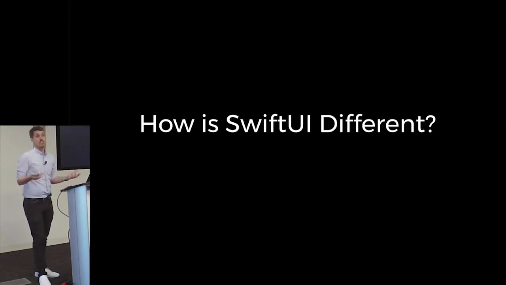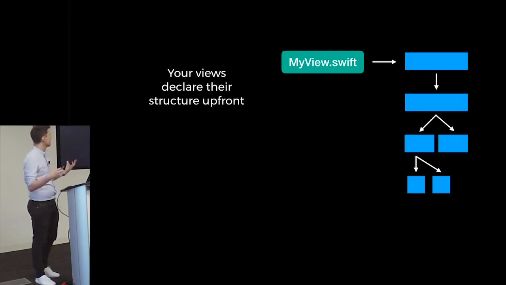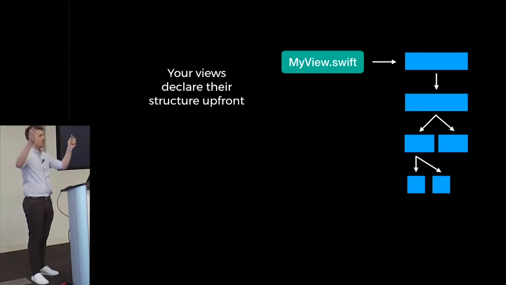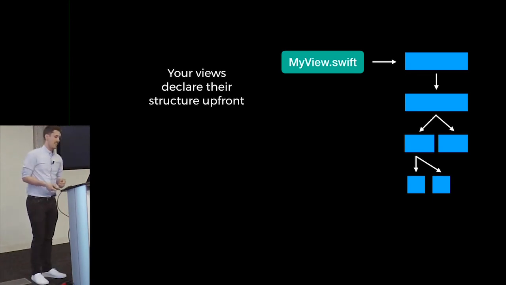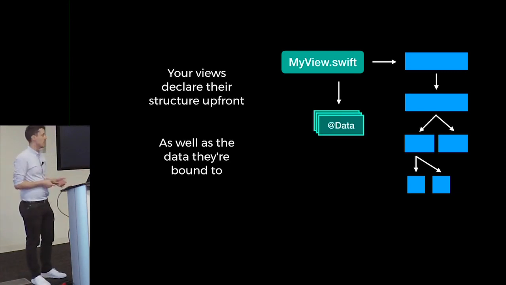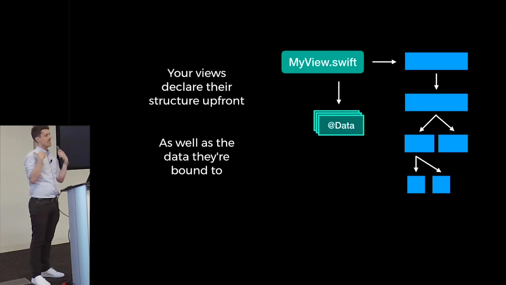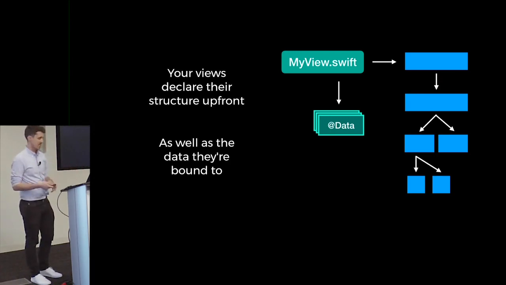So that brings us to SwiftUI. How is SwiftUI different? Now, imagine you have your SwiftUI view file floating up there. What happens is your view declares its structure up front, right? So it stands on a hill and goes, do declare, this is what I want my view hierarchy to look like. And that's cool, that's interesting. But what's more interesting is that it also declares the data to which it's bound. And this allows SwiftUI to know when something changes and when that view needs to be recomputed. Hence, declarative nature.